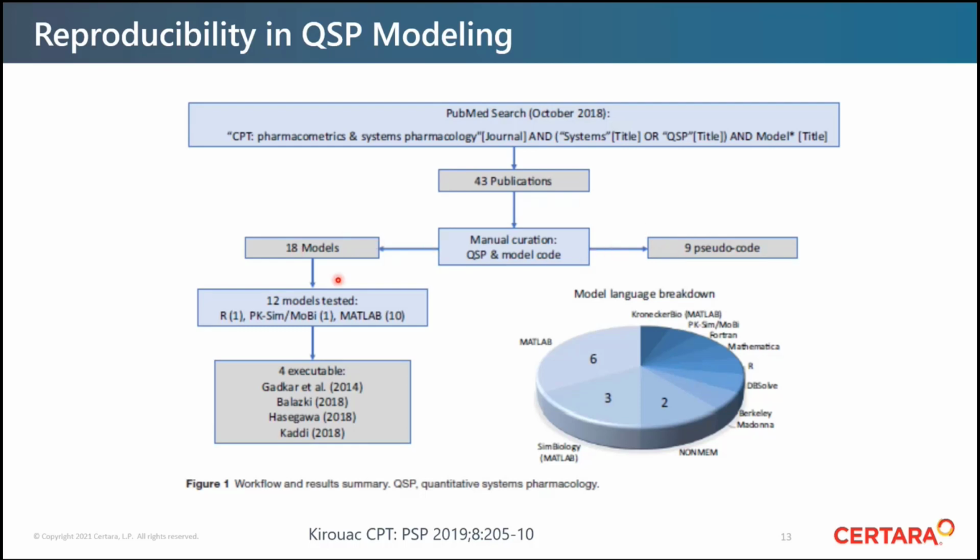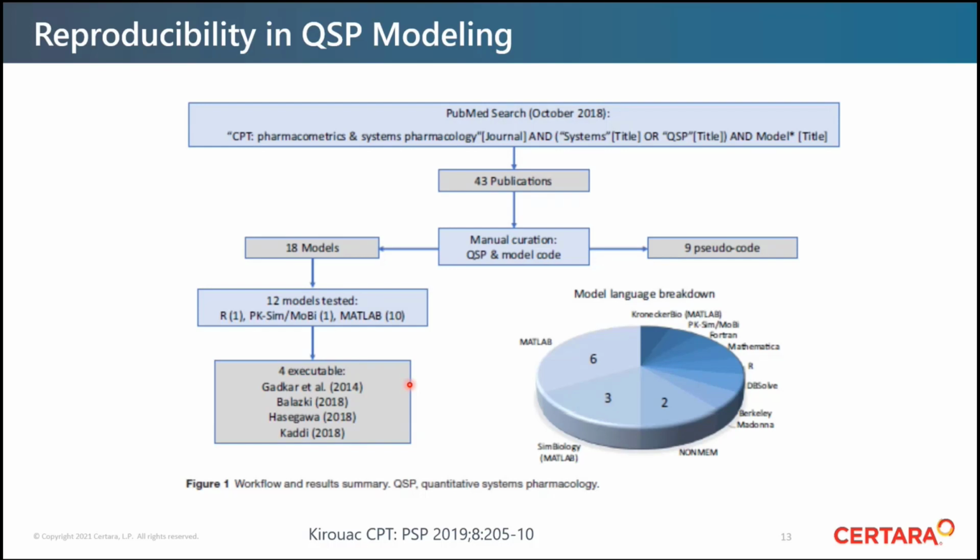But 18 models provided the code. Of those, they were able to test 12 in the software they had available. Of those 12, only 4 were executable. And by executable, it means they ran without having major reason to search and troubleshoot the code. But they actually did not confirm that the results were similar to what the published results were.